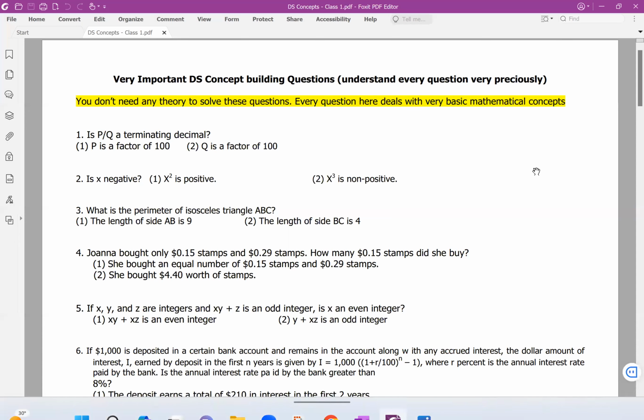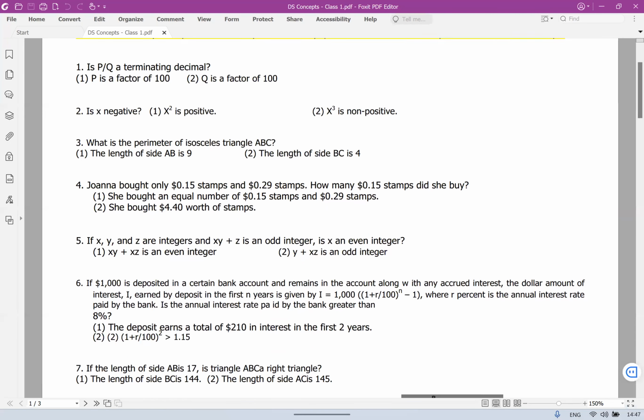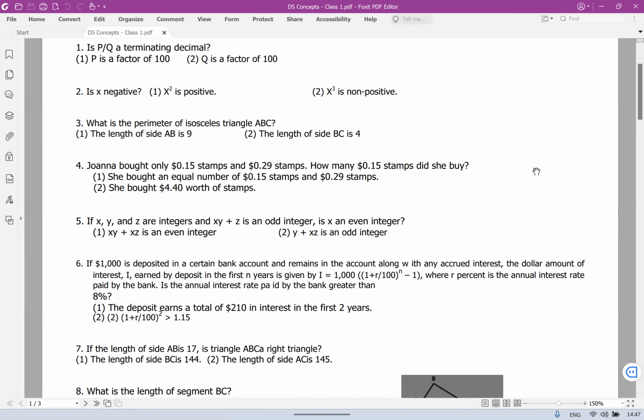Before that, I'll give you one question. Can you please solve question number 4? Please take your time. Don't mark the answer out of rush. Take 2 minutes, please.